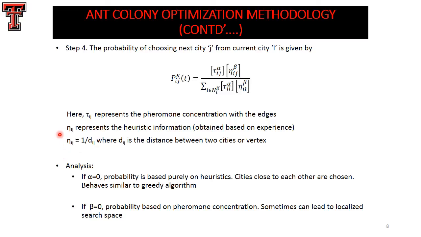If the value of parameter beta is 0, then the probability of going from i to j depends purely on the pheromone concentration associated with the path connecting cities i and j. Such probability functions can generate localized paths and limit the search space.